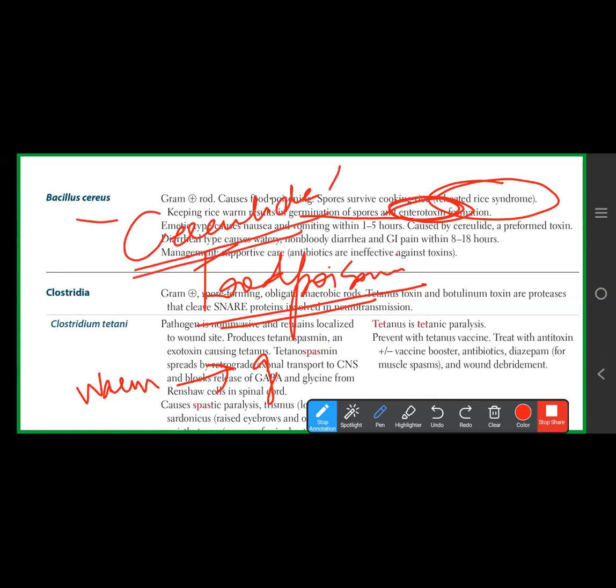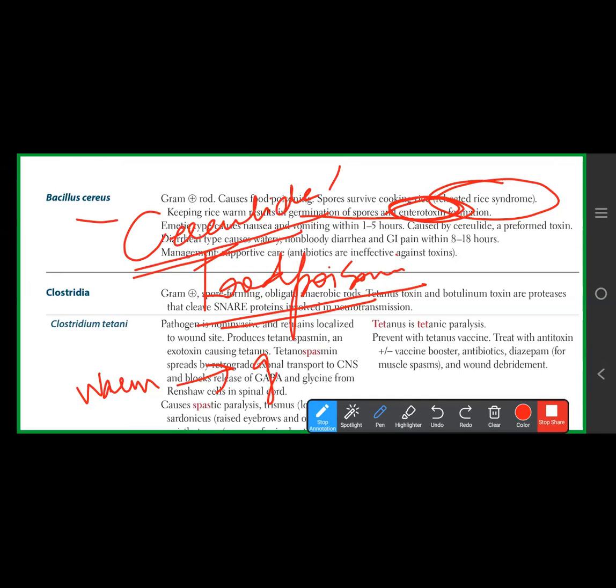Okay, cereulide, you have to remember this is a preformed toxin. So the food poisoning, that is your reheated rice syndrome, can present as a patient who is eating leftover rice. They keep it in the microwave, they reheat it, everything is done, but when you're reheating it, what happens is that there is germination of the spores. So this is caused by your preformed toxin cereulide.